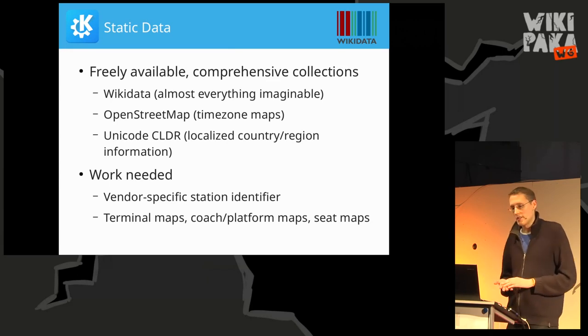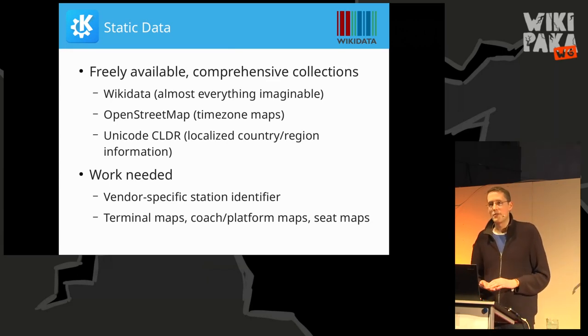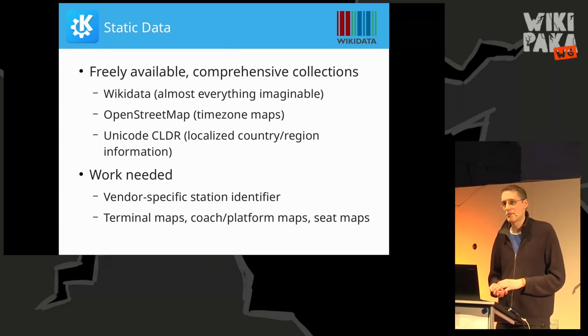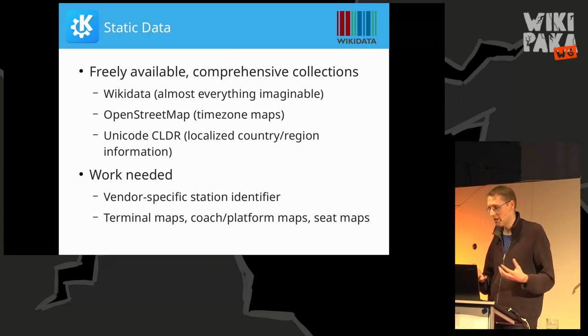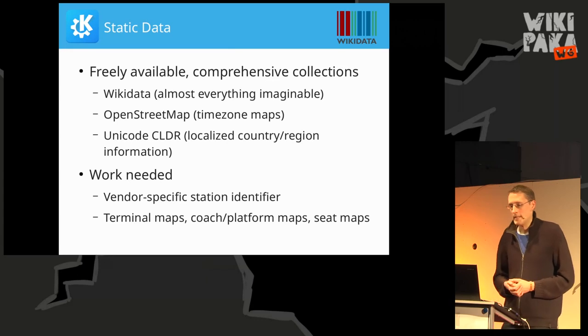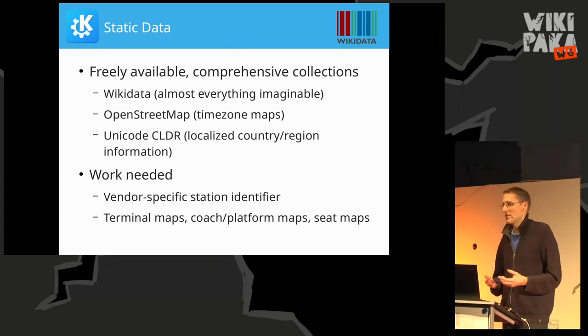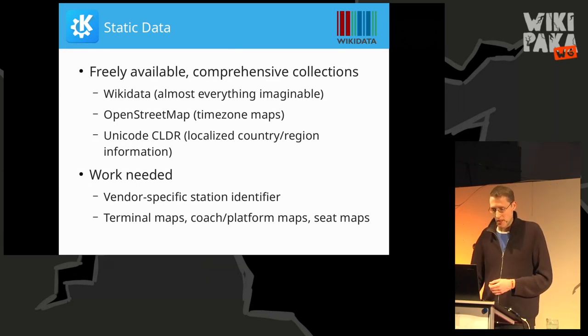Another area that still needs work is vendor-specific station identifiers. So there's a number of train companies that have their own numeric identifier or alphanumeric identifiers, which you find, for example, in barcodes of tickets. So that's our way to actually find out where people are traveling. So that's something we are trying to feed into Wikidata as we get our hands on those identifiers. For airports, that's easy because they are internationally standardized. For train stations, that's a bit more messy.